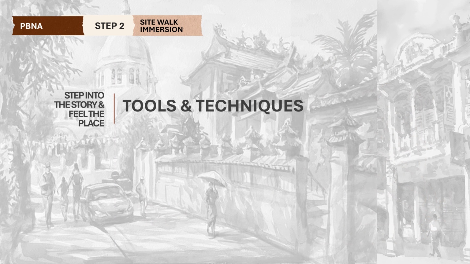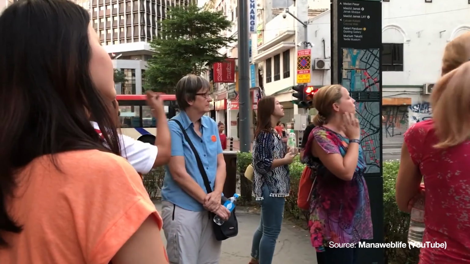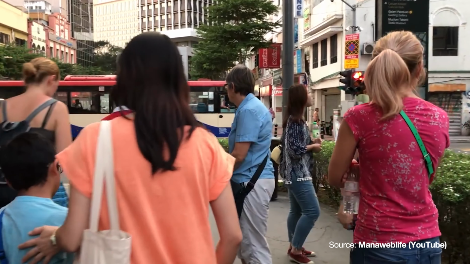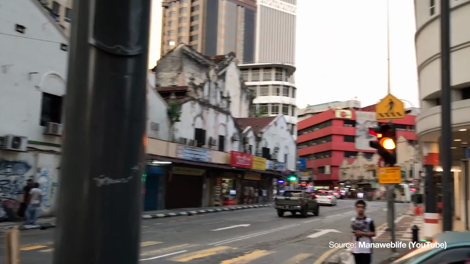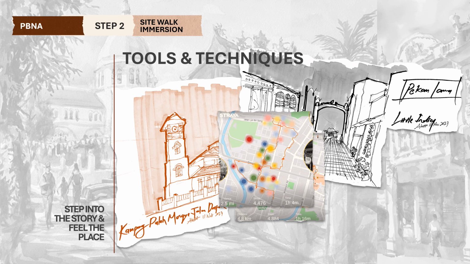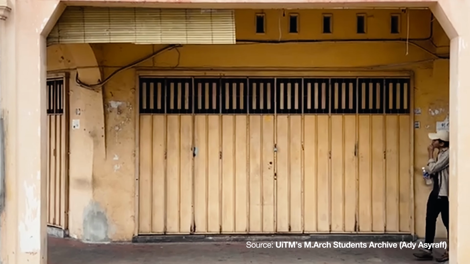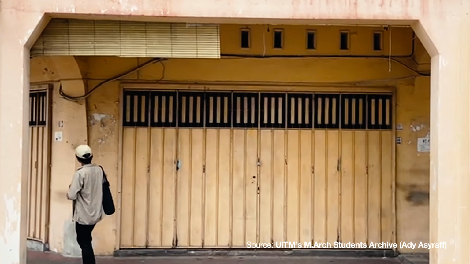Step 2, sidewalk and immersion. Now that students understand the background, it's time to experience the site directly. The goal of this step is full immersion, using all senses to engage with the heritage city. It shifts students from passive observers to active learners. Here, we use 2 key tools. First is sensory mapping. Students walk through the site and note what they see, hear, smell, feel, and sometimes even taste.